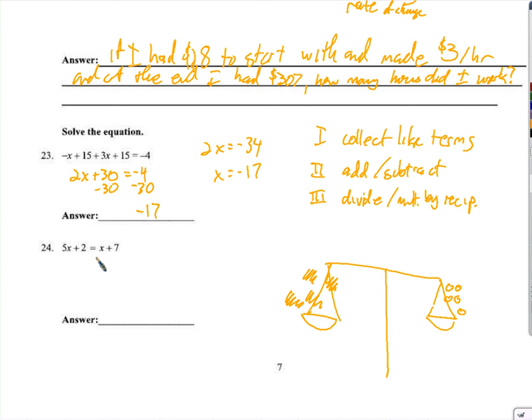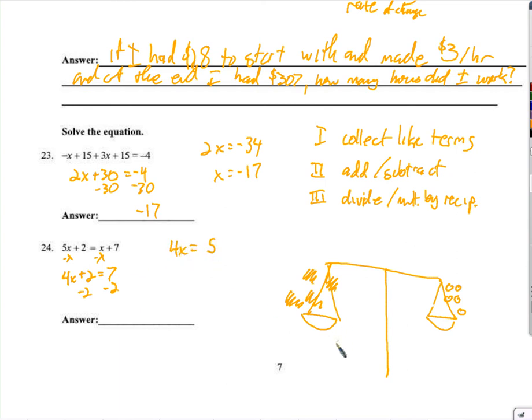What have we done so far? We took a blob off of this side, and we took a blob off of this side as well. We got 4x plus 2 equals 7. Then we took the 2 coins off of this side and 2 coins off of this side. Got to keep it level, got to keep it balanced, right? So we took 2 from both sides. Now we have 4x equals 5.